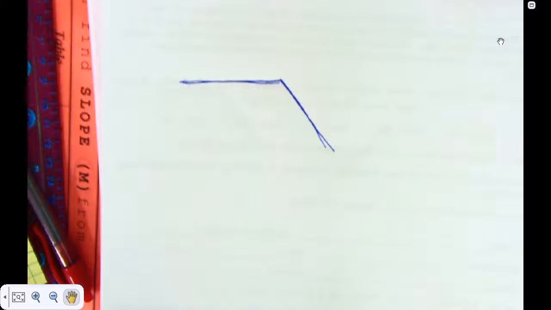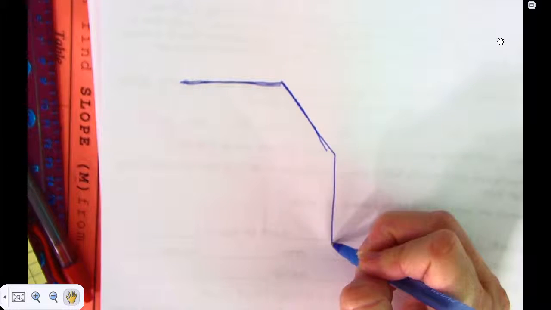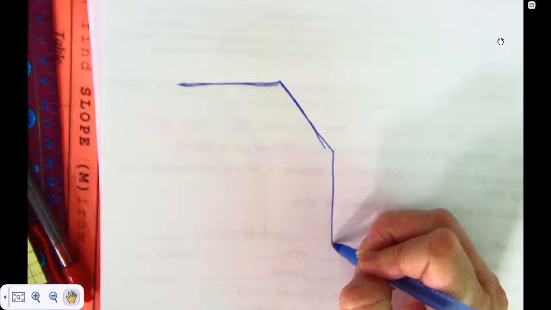Can everybody see? Horizontal line. Down. Vertical. And now go back up.